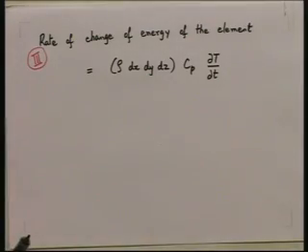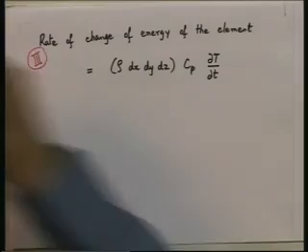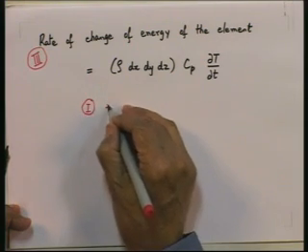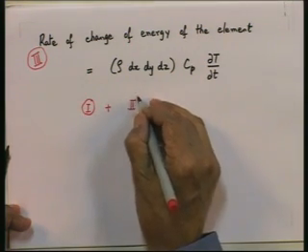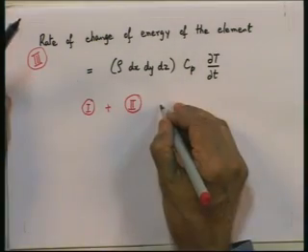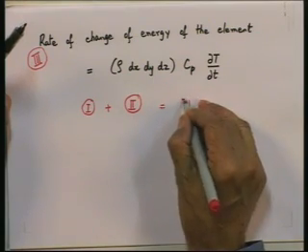Apply the first law for the closed system. What is our closed system? The closed system is the element dx dy dz. Apply the first law of thermodynamics to this closed system. What does the first law say? The first law says 1 plus 2, the net rate at which heat flows in the element or is generated in the element, must be equal to 3.